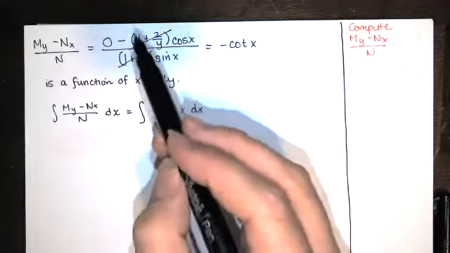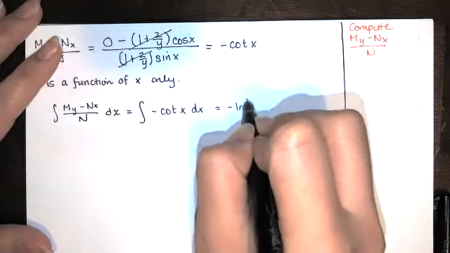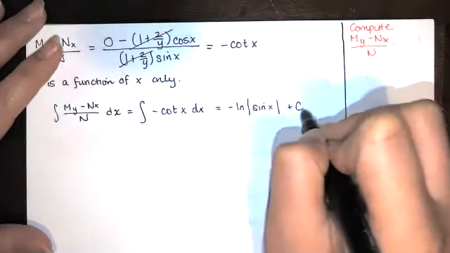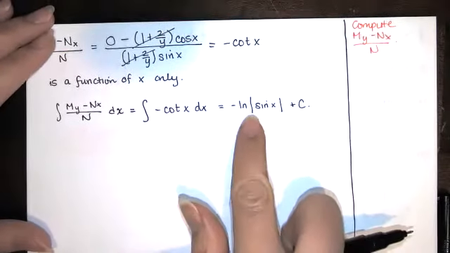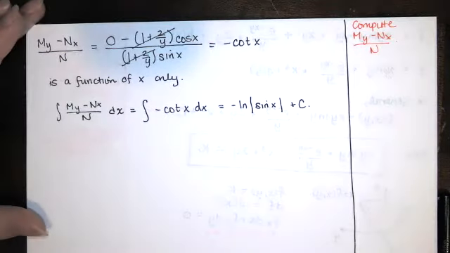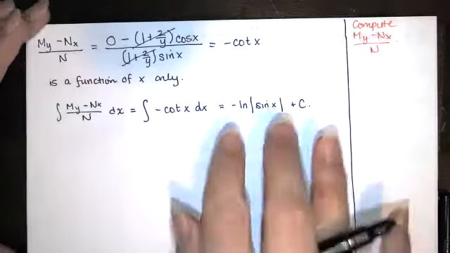So this would be a negative 1 over u du. So we're going to get a negative natural log of the absolute value of u, which happens to be sine of x, plus c. Or you could say, oh, I remember the rule for cotangent of x. It's natural log of sine of x. Either way would be fine. Okay. So that is our answer.